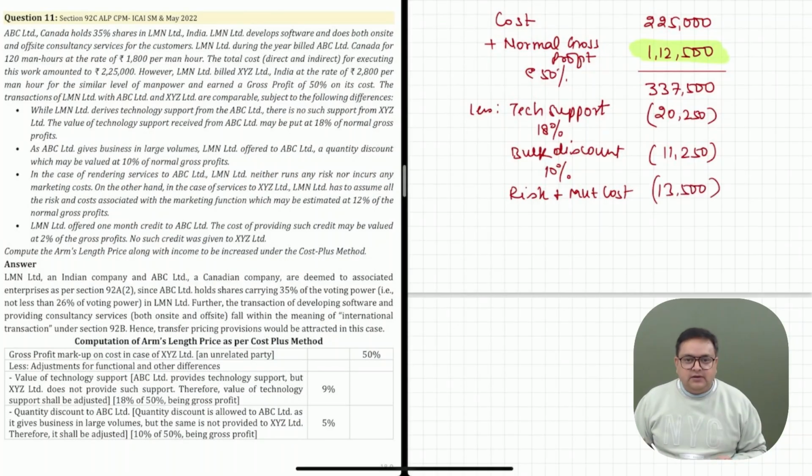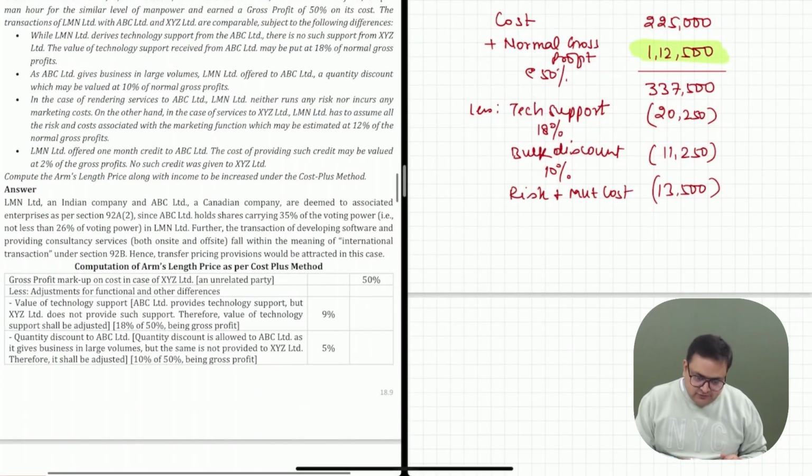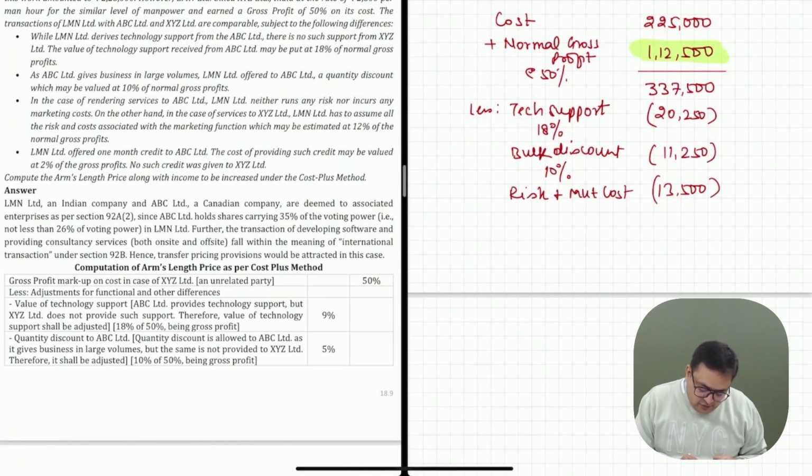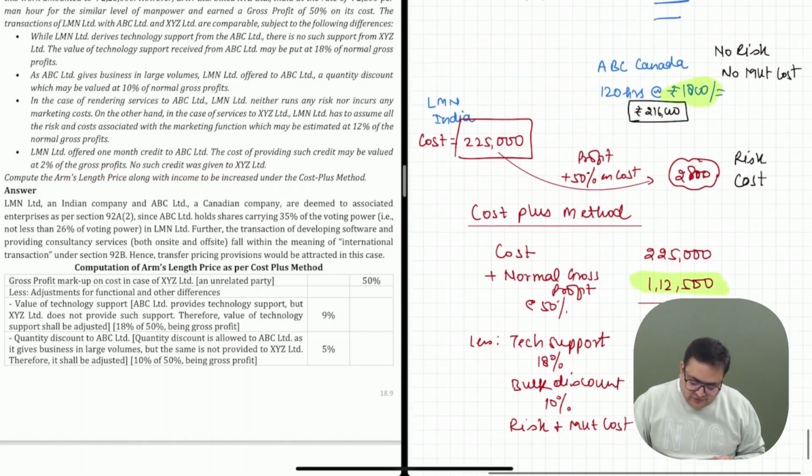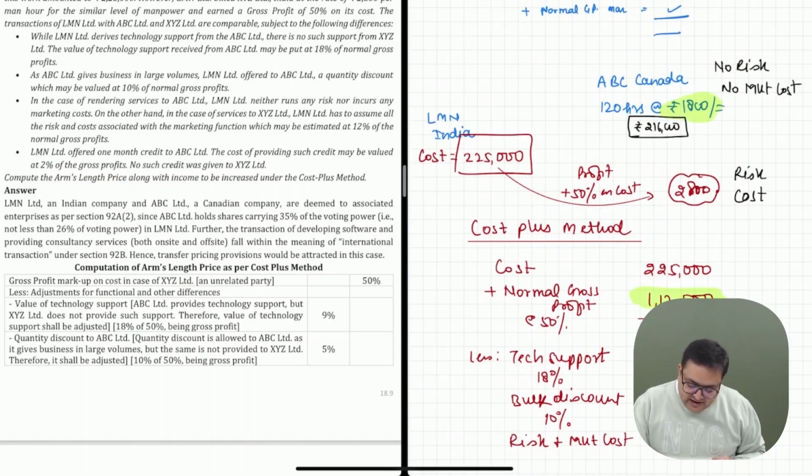Correct? So we have done three differences. Is there any other difference? Yes, one more is there. So they are saying Element offered 1 month credit to ABC. The cost of providing such credit may be valued at 2% of gross profit. No such credit was given to XYZ. Okay. So to our associated enterprises, we are actually offering a credit. And here there is no credit.